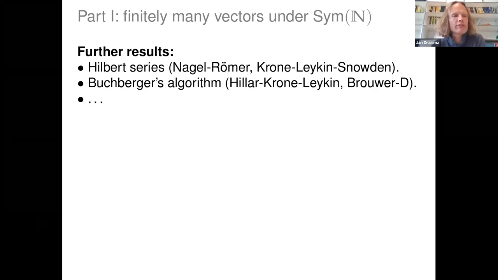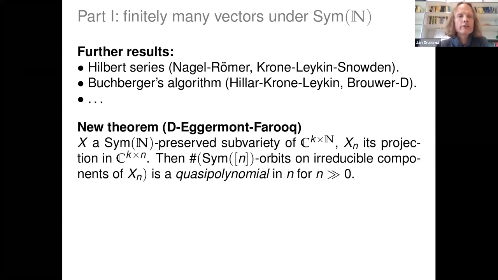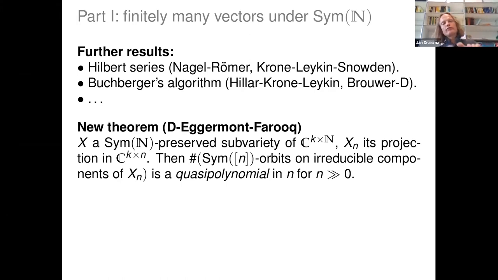So there's a lot of theory, but instead I would like to advertise something that is rather new, which is a theorem together with Rob Egermond and Azar Farouk from Eindhoven, which says you start with a Sym-N preserved subvariety of this K by infinite matrix space, and you project it into C to the K times N by forgetting all but N of the columns of that matrix.